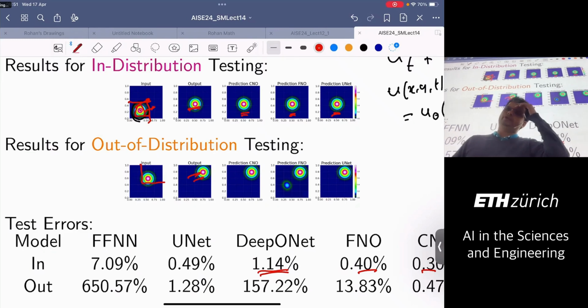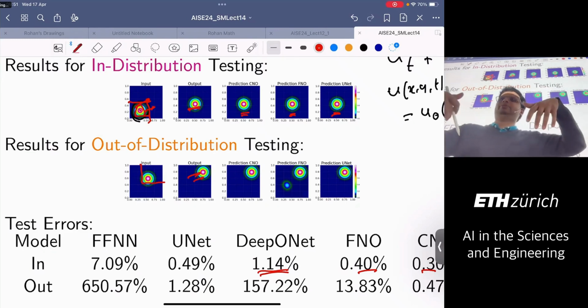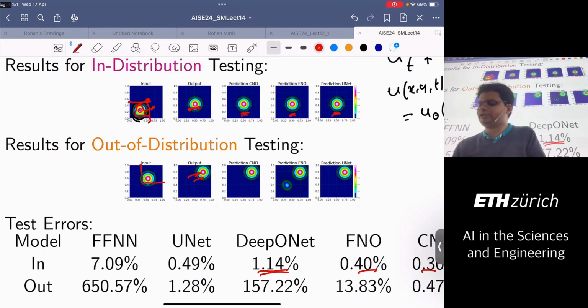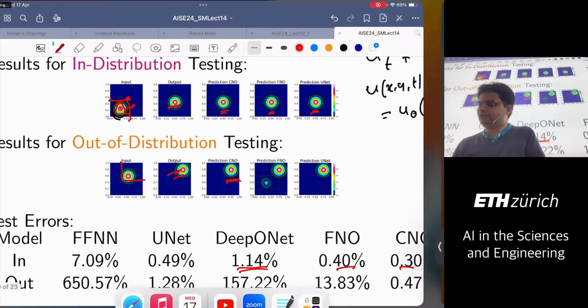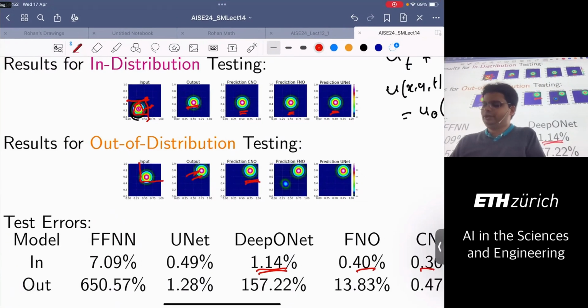And remember that convolutions are translation invariant. Okay, that's the whole point. So, of course, CNO does a very, very good job. Not exact, but almost as before. UNet too, almost as before. There is some aliasing, that's why the error is, we believe, larger. FNO is not translation invariant. Why is that? Can anyone tell me why?